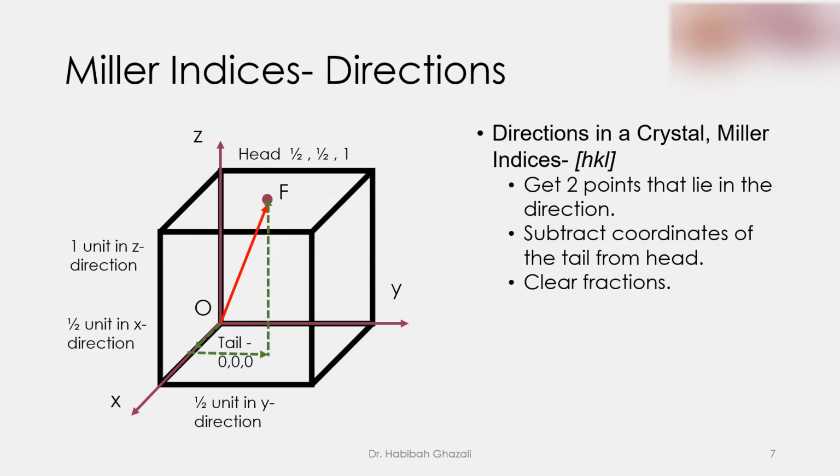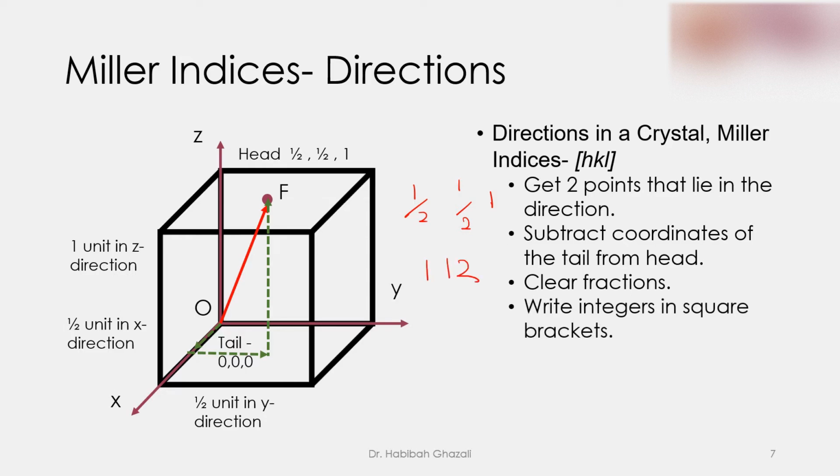So now my number is in fraction, so I need to clear this fraction. When you do the subtraction, what you will get is half, half, and 1. You need to subtract the tail from the head. And now it is in fraction, so I need to clear this fraction. I will need to times everything with 2. So what I will get is 1, 1, 2.